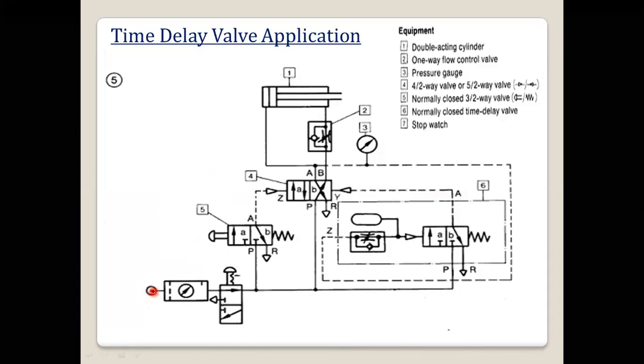Here, this is the compressor. From the compressor, compressed air will go to the FRL. From the FRL, the compressed air is going to this impulse valve. If you see the equipment, first this is the double acting cylinder, one number. Second, one way flow control valve. Third, the pressure gauge. Then fourth is the 4 by 2 way valve, or I can use the 5 by 2 way valve.